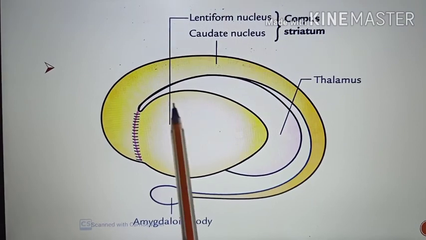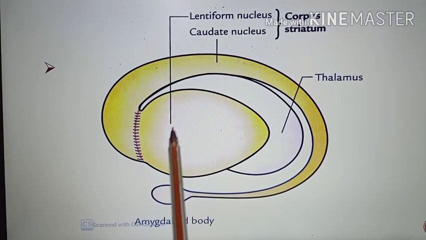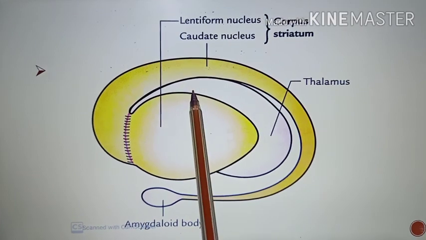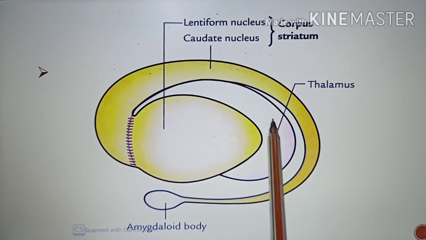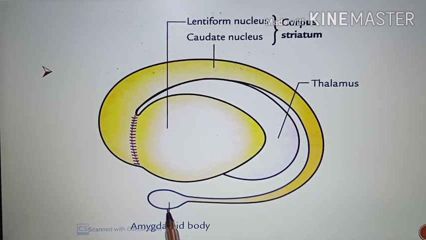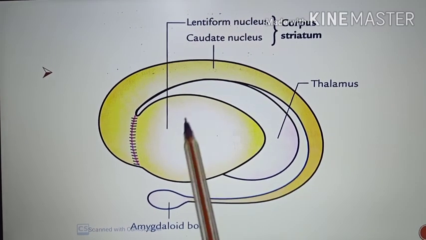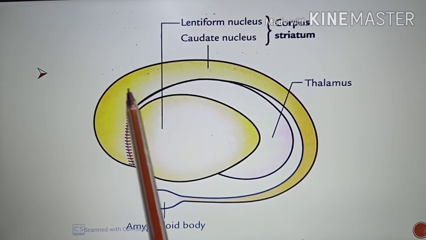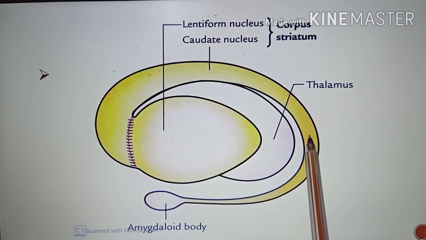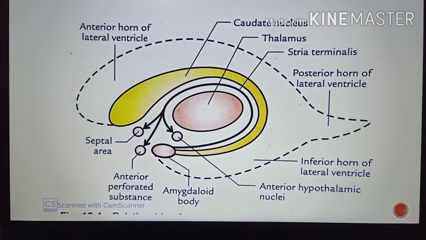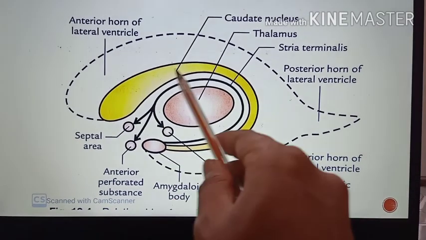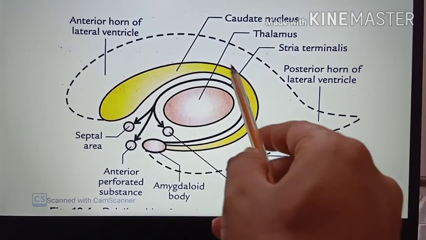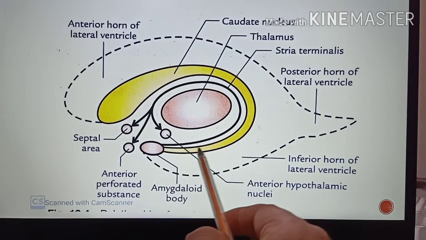In this picture, this is the lentiform nucleus and this is the caudate nucleus. This is the thalamus, this is the amygdaloid body. This portion forms the head of caudate nucleus, then this is the body, then this is the tail. So coming to the caudate nucleus, the parts are the head, the body, then the tail.